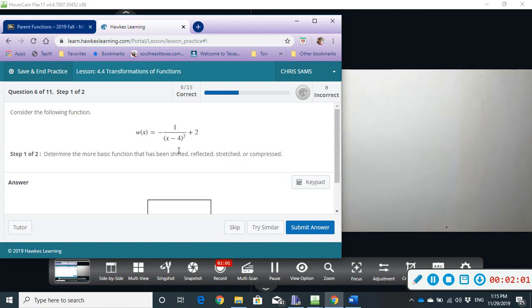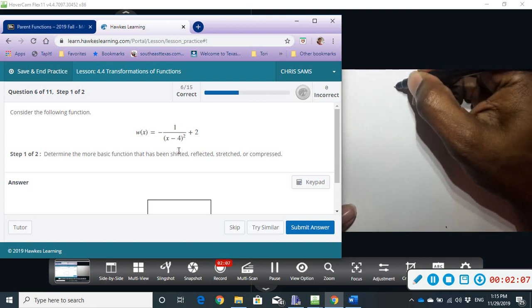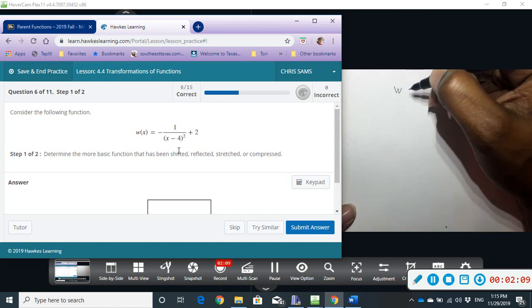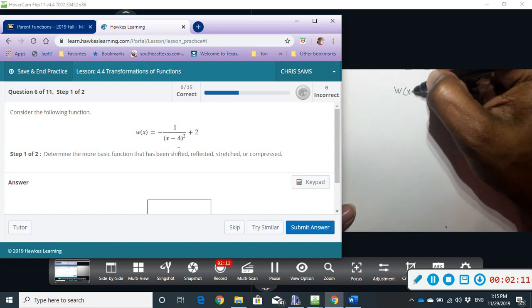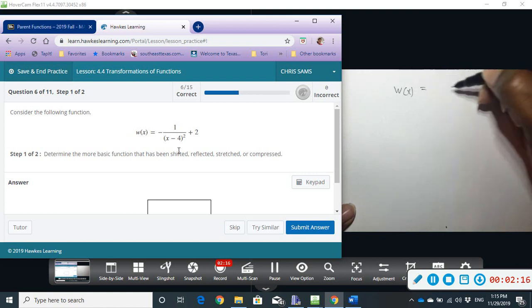So basically what you want to do is strip away everything except for x. Okay, so when I say strip away everything, I mean all basic numbers except for exponents. Okay, everything else we're going to strip away. So we have negative 1 divided by x minus 4 squared plus 2. Okay, so everything that is not x or an exponent, I'm going to get rid of it.